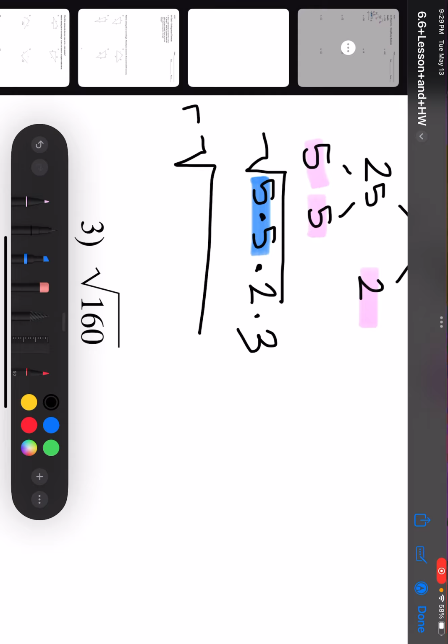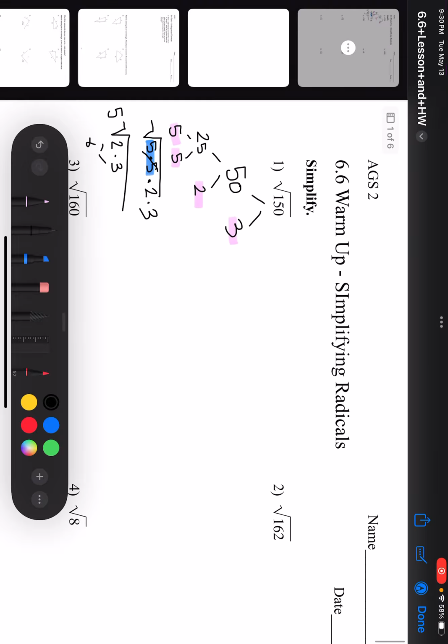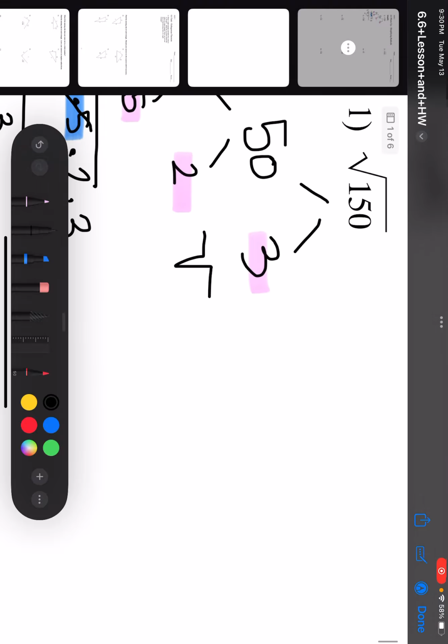We're going to do 5. Basically, that 5 cancels out, is what I've learned. You're going to put one 5 on the left side, and the other one is going to be canceled out. And then you're going to have a 2 times 3. Our last step is you're going to multiply this, and that'll be 6. So our simplified radical of that will be 5 root 6.